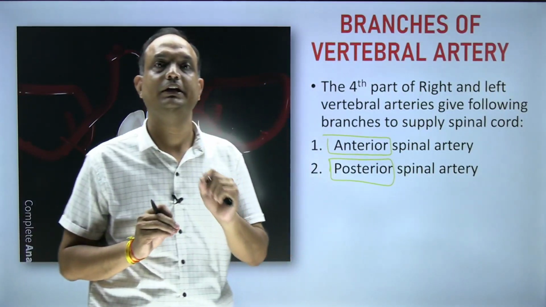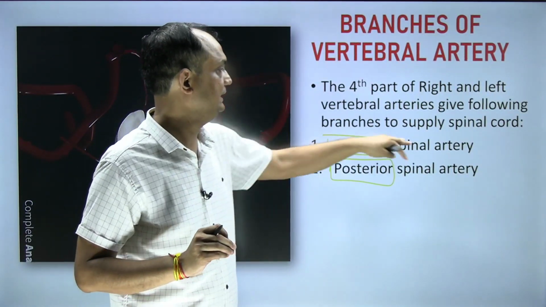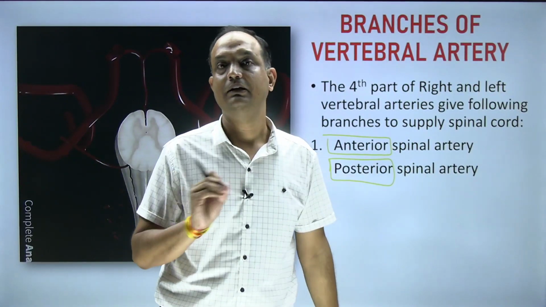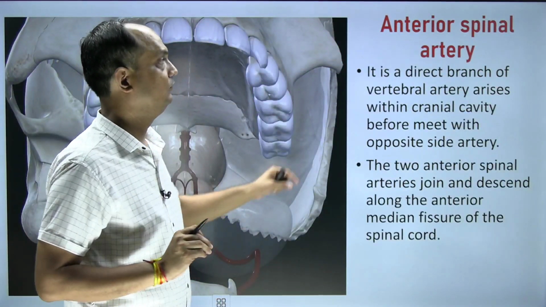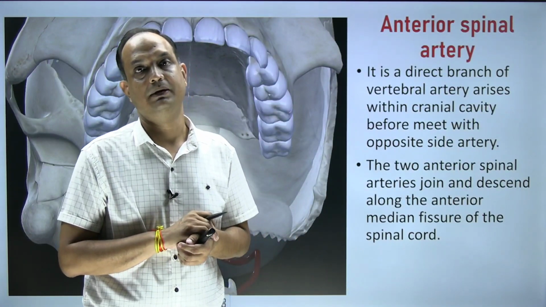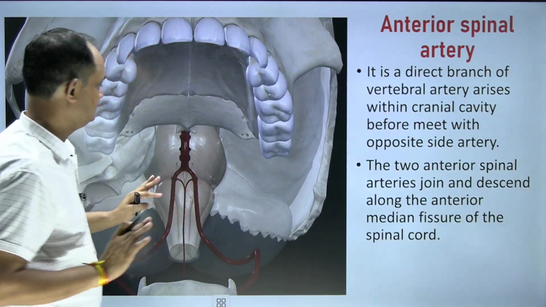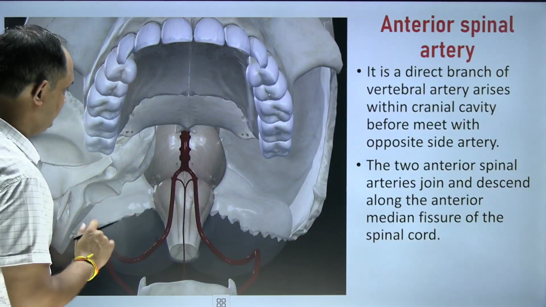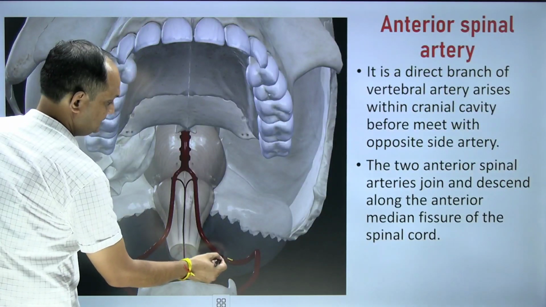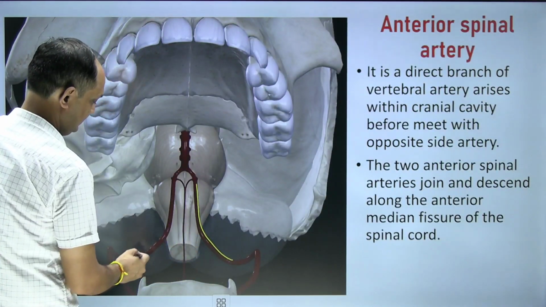Fourth part. And what are the names of the longitudinal channels? Anterior and posterior spinal artery. Now, what do you mean by the anterior spinal artery? So, let us see first this image.